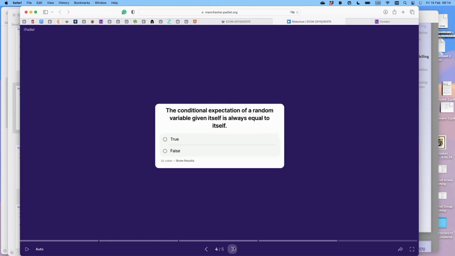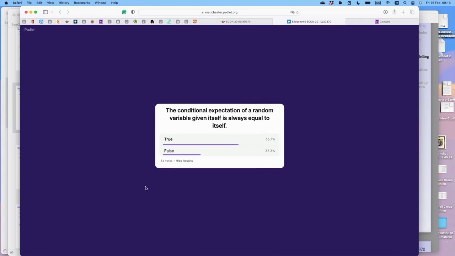Now, the next one comes back to what we've seen in lecture 3, okay? So we have that the conditional expectation of a random variable given itself is always equal to itself. That should be quite a straightforward one, okay? So this is a correct statement, okay? Remember, we say that the conditional expectation of x given itself is equal to x itself.